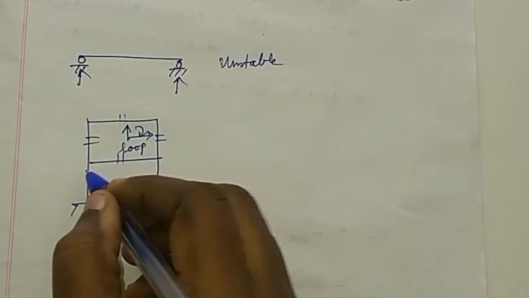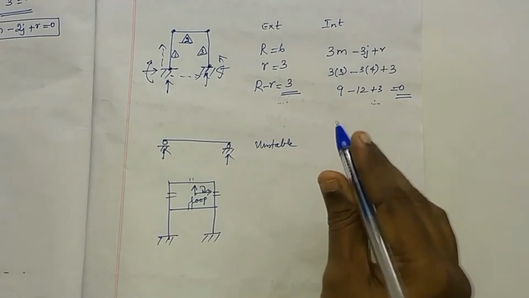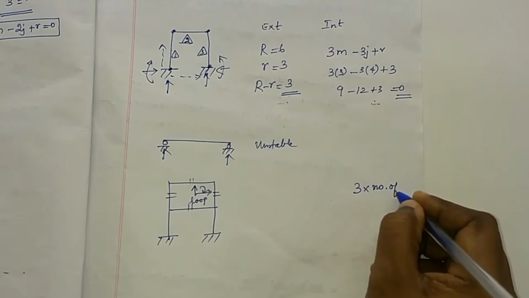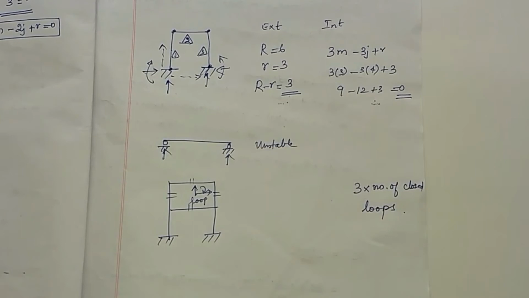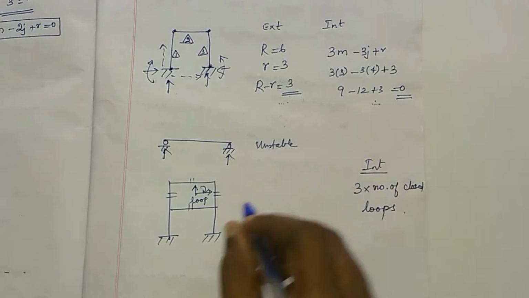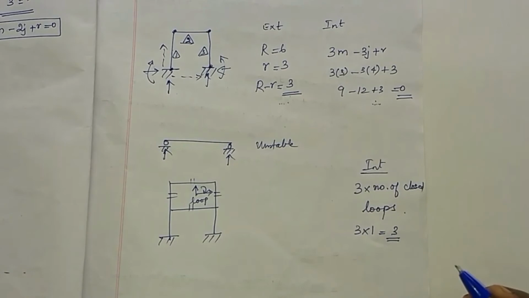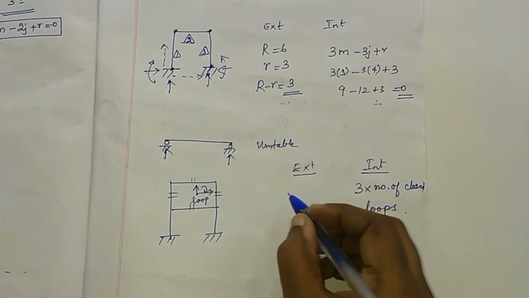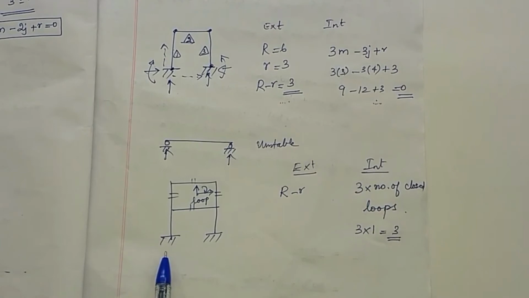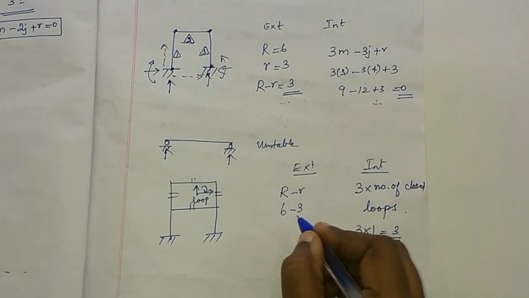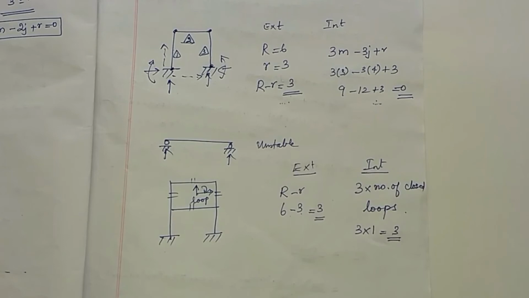So to find the number of unknowns or indeterminacy internally, I can directly write for internal calculation, 3 into the number of closed loops will be the number of unknowns or the static indeterminacy of the structure internally. So internally, if I'm going to have any closed loop, then I'm going to write just 3 into the number of closed loops. So here I have one closed loop, 3 into 1. So 3 is my degree of static indeterminacy internally. Externally will be the same as you have done already, capital R minus small r. So what is the value of capital R? Number of unknowns here and number of unknowns here are totally 6. I have 3 equilibrium equations. So R minus r is 3. So externally it is indeterminate to degree 3. So my total degree of indeterminacy is 6, external plus internal.